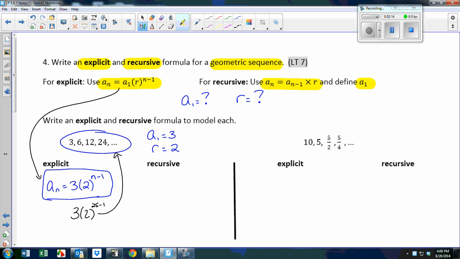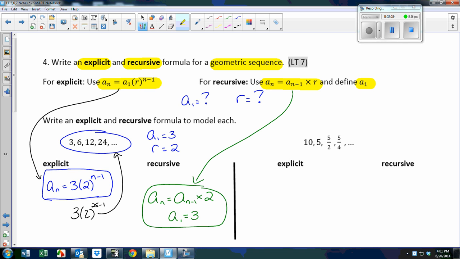All right, so now the recursive. The recursive follows this formula. Any term, A sub n, can be found by its previous term being multiplied by the R. So A sub n equals A sub n minus 1 times 2. And you have to define your starting term, A sub 1 equals 3. Now that's an okay answer. I'll take that. It's fine.